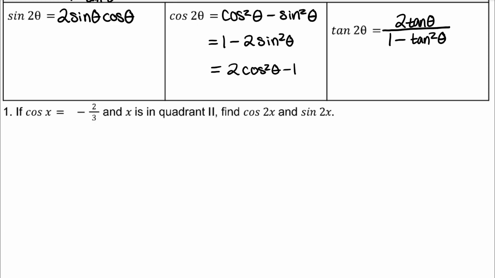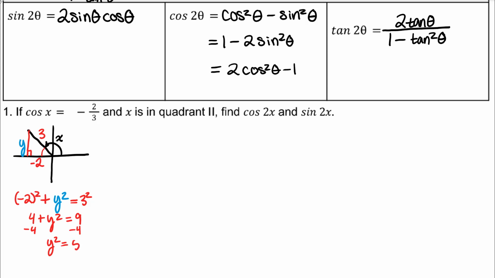Number 1, if cosine of x equals negative 2 over 3 and x is in quadrant 2, find cosine 2x and sine 2x. Remember, x as the argument of cosine is talking about an angle. Draw the angle x and the reference triangle for it. We know that cosine corresponds to x over r, so the x value is negative 2 and the r value is 3. Use the Pythagorean theorem to solve for y. Because we're in quadrant 2, the y is positive, so y is positive root 5. I solved for the y value because I know I'm going to need it in the sine of 2x formula.